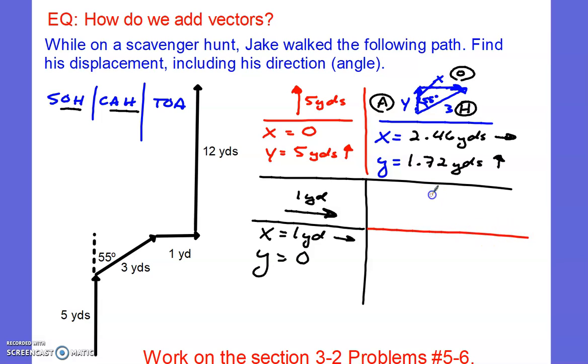The last one is 12 yards north. Again, my x component, my y component. The x component is how far he's moved left or right. He hasn't moved any left or right during this section. And the y is the up and down. He has moved up 12 yards.